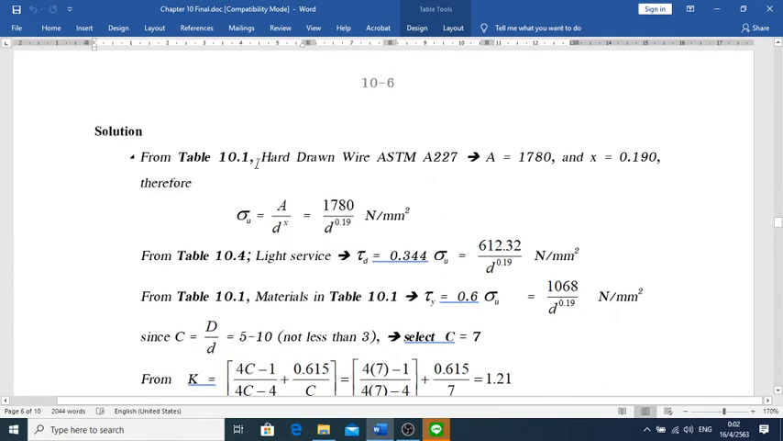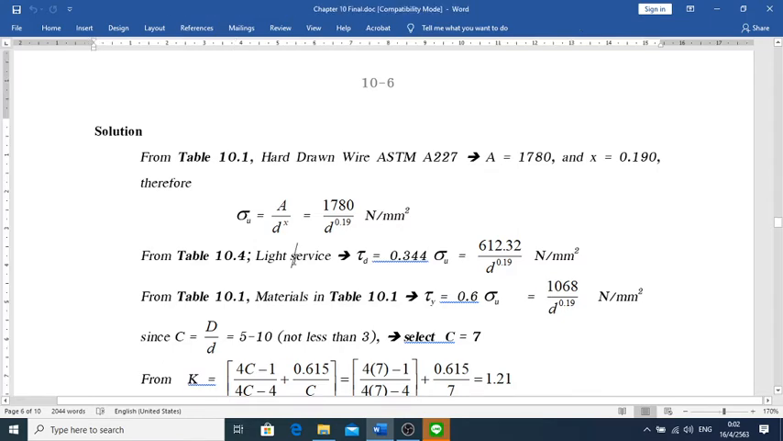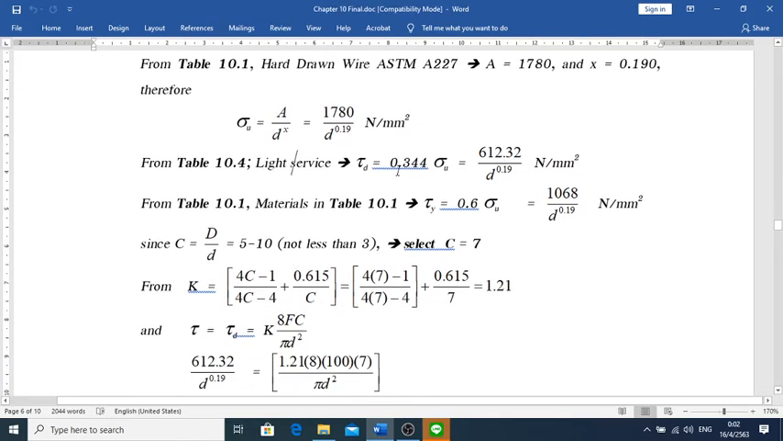So therefore, this is the hot drawn wire. We just open up Table 10.1. We got the A term and the m term respectively. We got the sigma U, and then the light service from 10.4, we got tau design of 0.344, and then we plug everything back in. We got the tau sub Y, and then we got the C term, which is recommended to be 5 to 10. I make a selection in the middle. C is 7. Remember, C is going to be D over d, right?